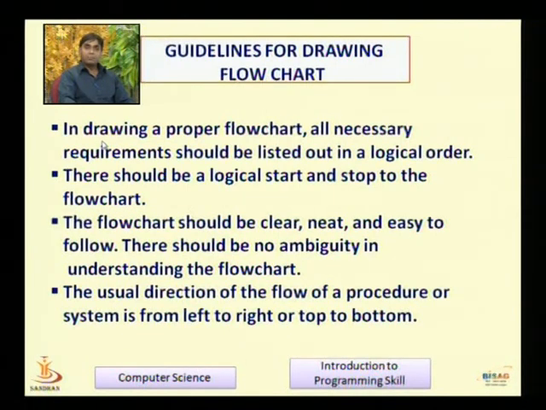In drawing a proper flow chart, it is necessary to list things out in a logical order. First of all, any of your problems in a flow chart must use a start and a stop. The second thing is that the flow chart must be very clear and neat. There should not be any mix up of lines, and lines should not overwrite each other, otherwise there will be a conflict.